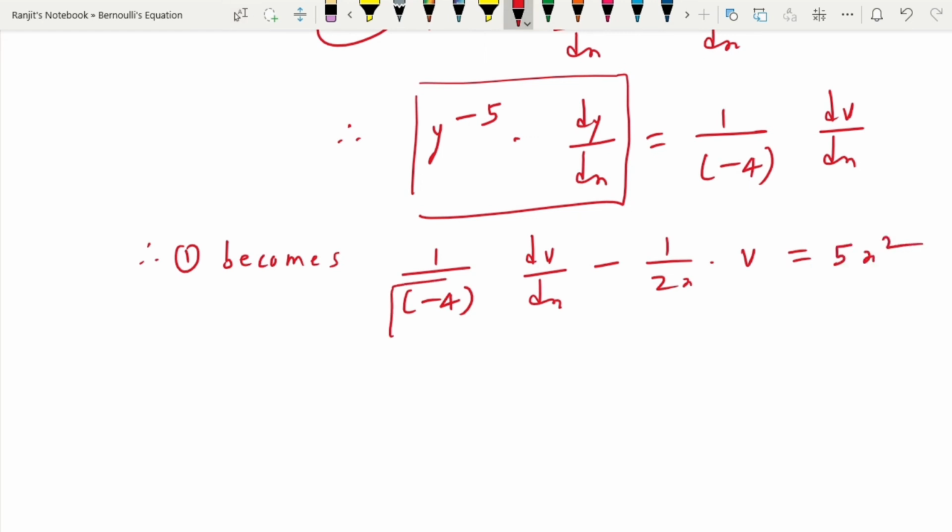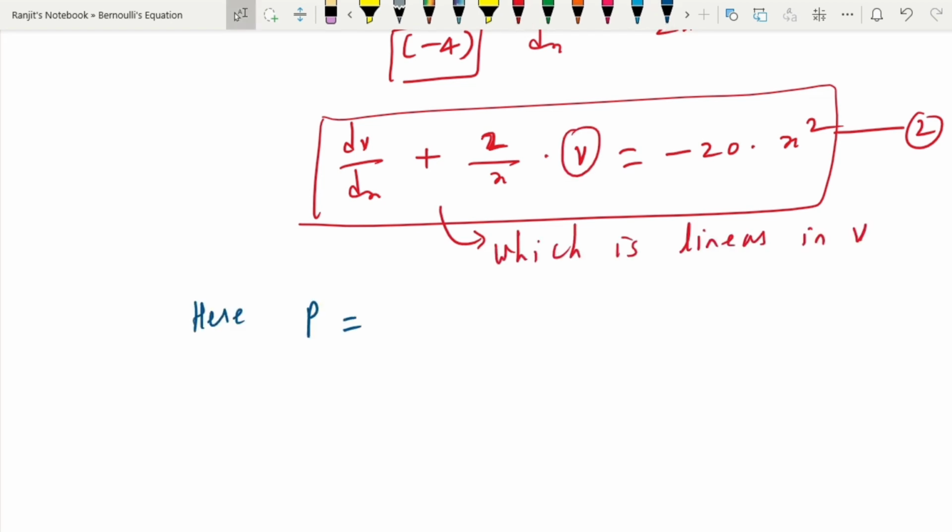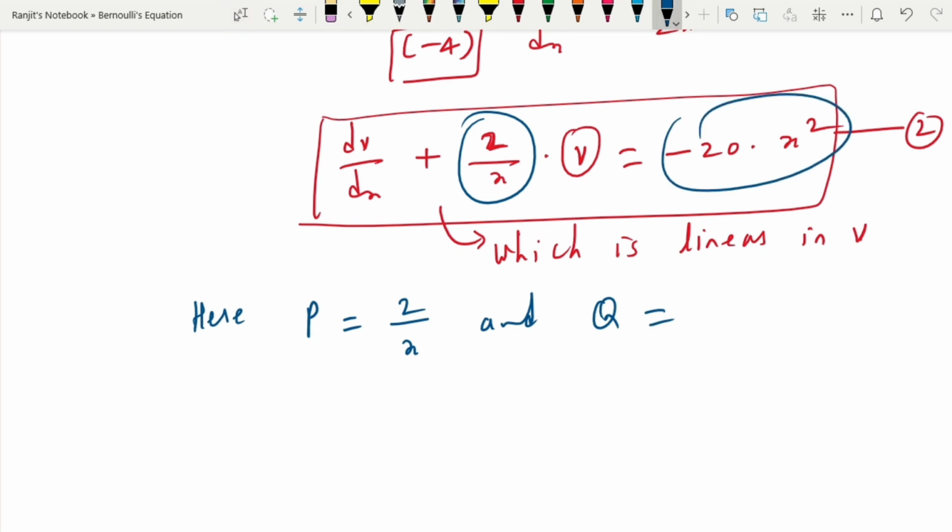Now multiplying this equation by minus 4, we get dv by dx, minus minus plus, 4 upon 2x, that is 2 upon x times v, is equal to minus 4 times 5, that is minus 20 times x square. Now this equation is denoted by number 2, which is linear in v. Now here p is equal to 2 by x and q is equal to minus 20 times x square.